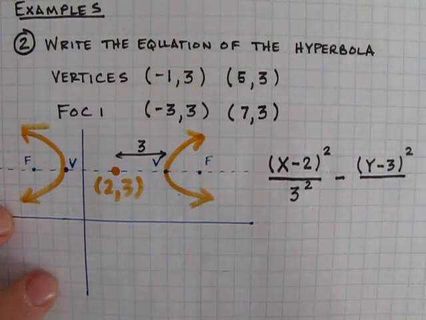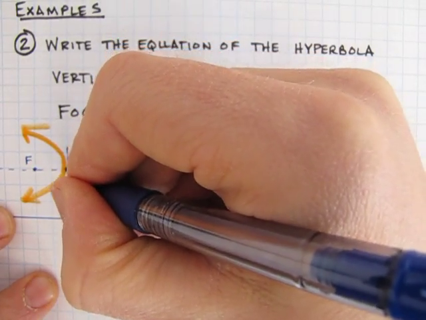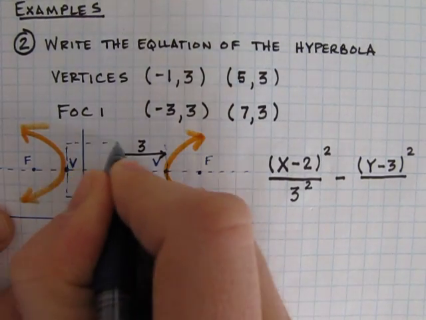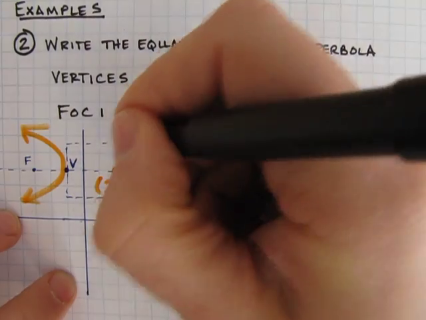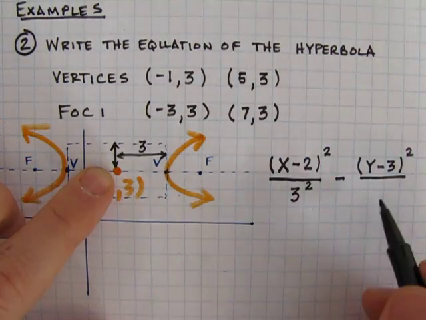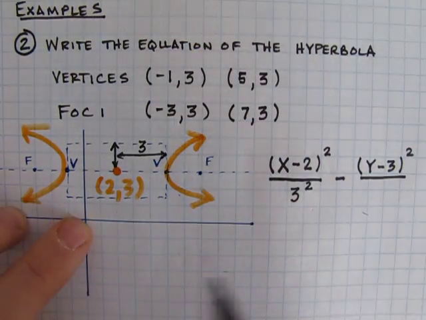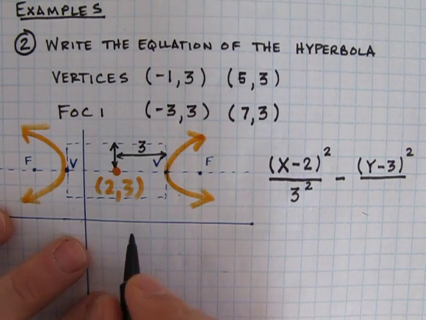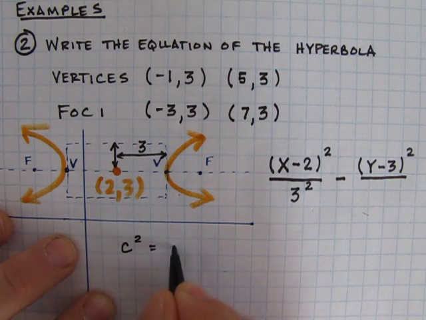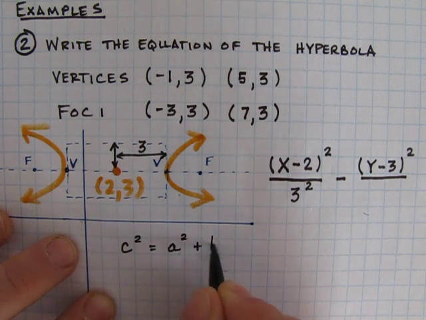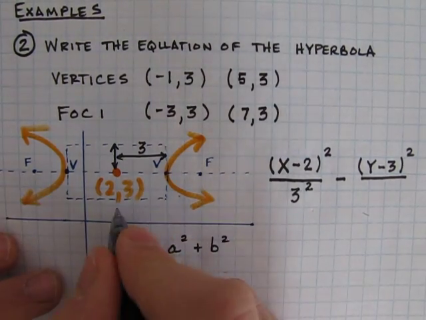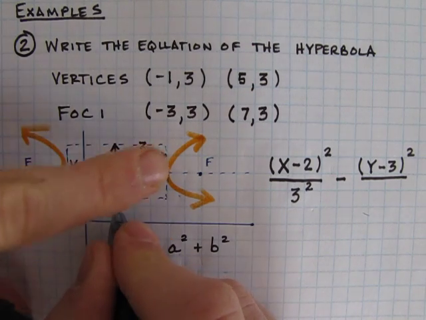Now, there's one part of the picture that I didn't draw, and that's the box. And I don't know exactly how wide it should be, but I know that this distance right here is what we're looking for to put in this position. So let's use the focus equation to help us. The focus equation goes like this. C squared is equal to a squared plus b squared. And we know c is this distance from the center to the focus.